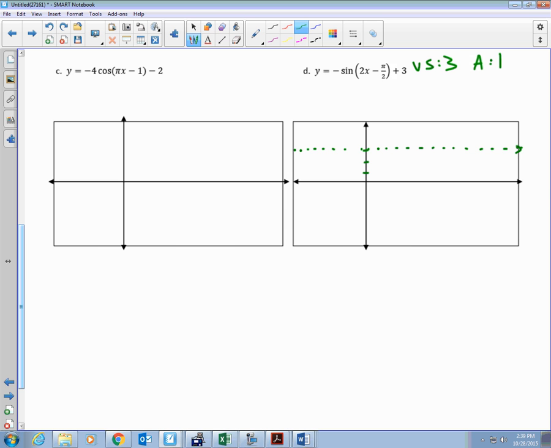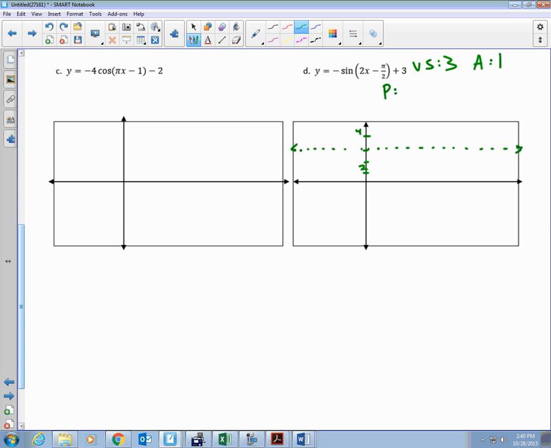If the amplitude is 1, what is my maximum value? I'm at 3, and if my amplitude is 1, then I'm going to go all the way up to 4. And I'm going to go all the way down to 2. 1 unit up and 1 unit down, right? So you're going up to 4 and down to 2.